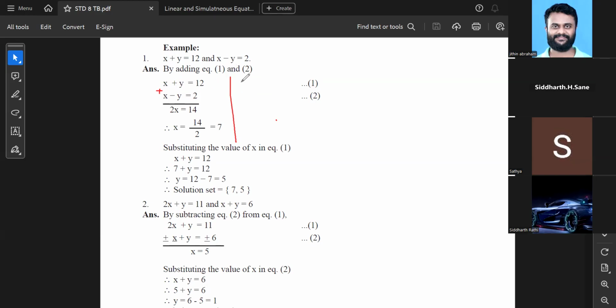Whichever eliminates one variable, that we have to do. So that's the summary. Now in this case, could I have subtracted? Yes, I could have subtracted. Subtraction was also an option in this case.